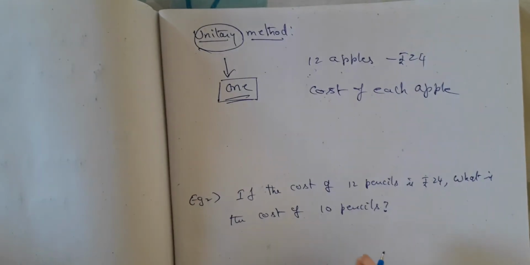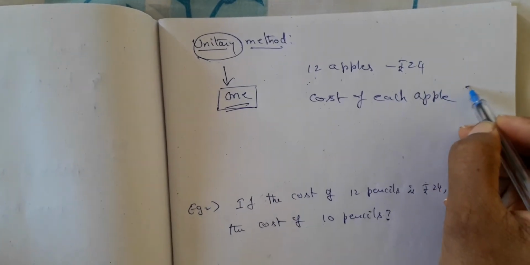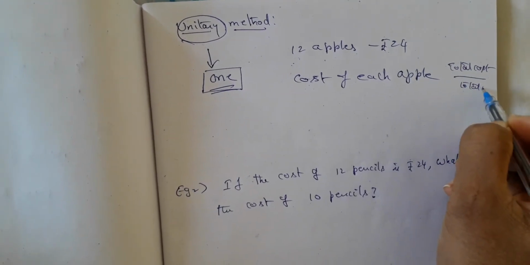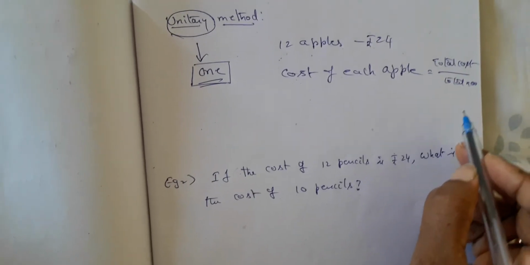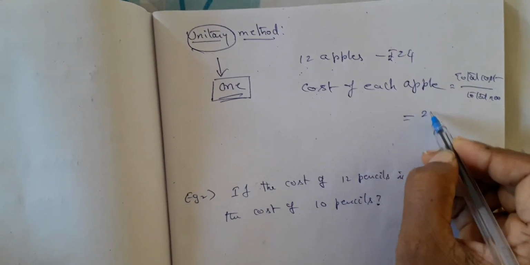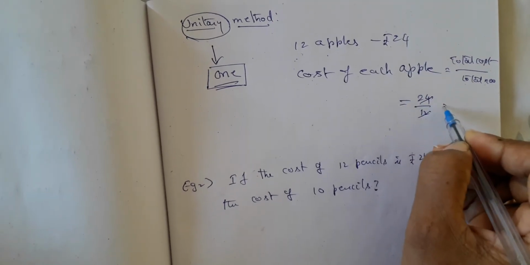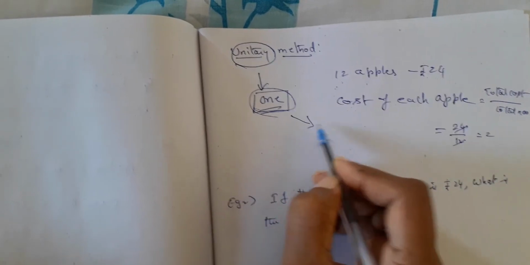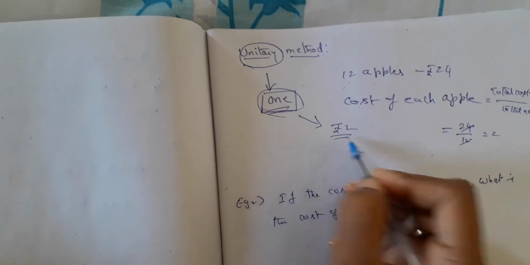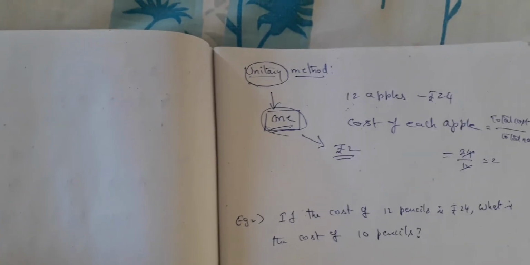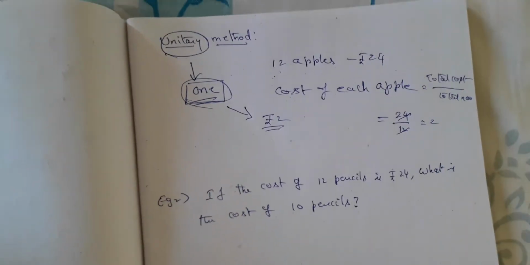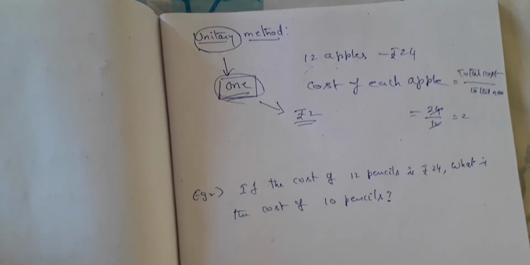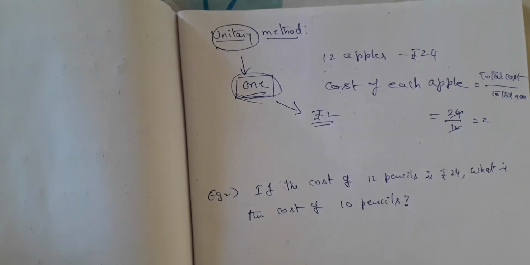So how do you find out the cost of each apple? You know, total cost by total number. This is the basic formula based on which you were doing all your word problems. That is equal to 24 by 12, which is equal to rupees 2. So the cost of each apple is rupees 2. Then you have to extend it to the cost of 3 apples. Now it is very easy. Each one costs 2, then the cost of 3 apples is 3 twos are 6 rupees.